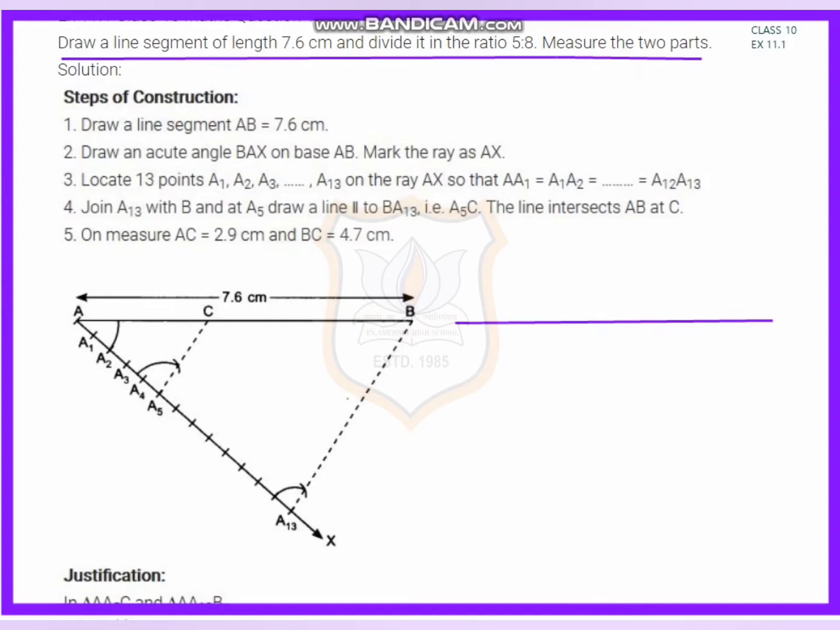Now we have to draw an acute angle based on this. Means we have to draw another line to form an acute angle. This is an acute angle. I have drawn an acute angle. First of all, total parts are 5 plus 8. 5 plus 8 is 13.